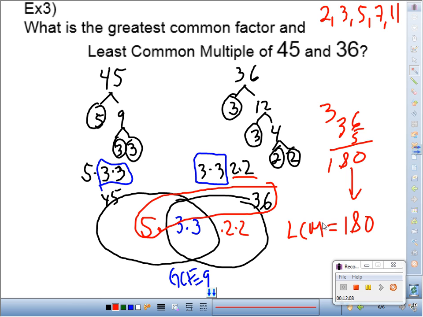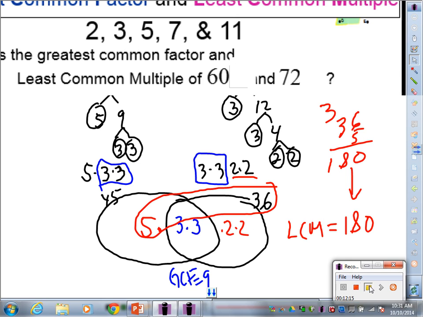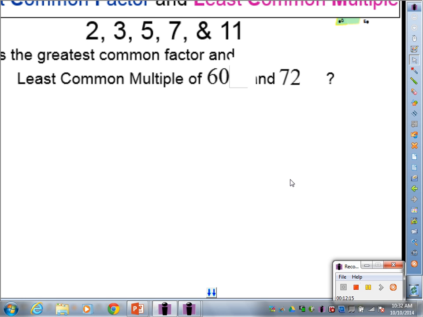Okay, let's do another one. Here we go. Example 4. Okay, copy this one. Example 4. Find me the GCF and LCM of 60 and 72. 60 and 72. Focus, please. Go.